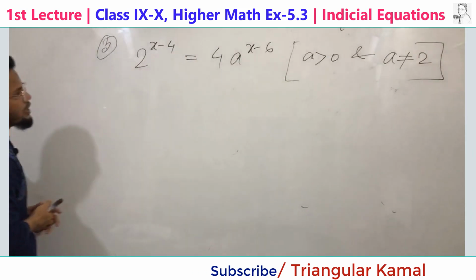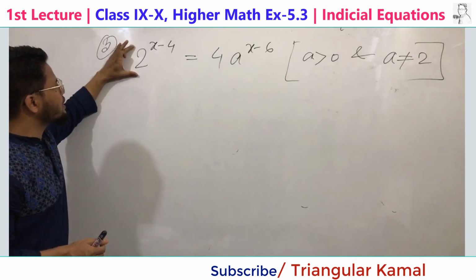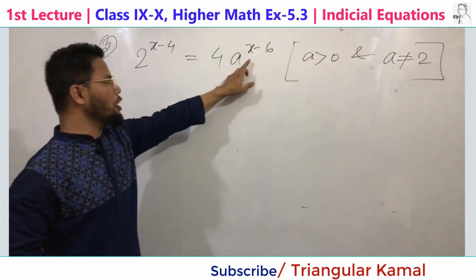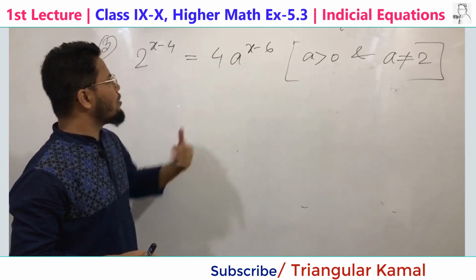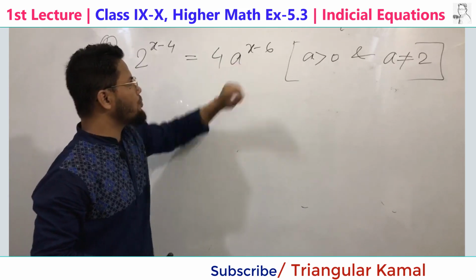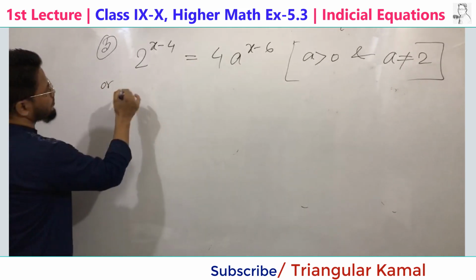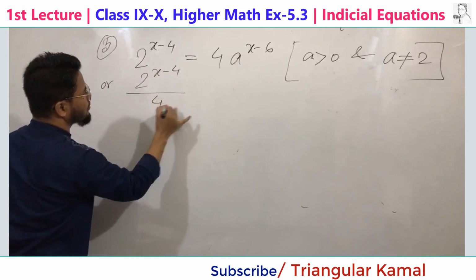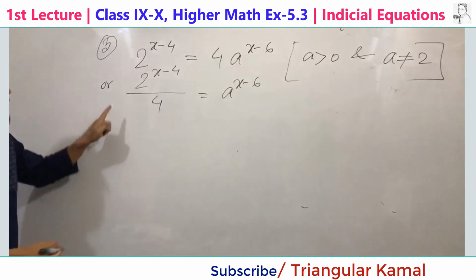So dear students, first give attention here. This is the base, and the power is x minus 4. Here the coefficient of a to the power x minus 6 is 4. We can convert this one as a power of a prime number, and this was the base a, and the power is x minus 6. So now dividing both sides by 4, we can write here a to the power x minus 6.